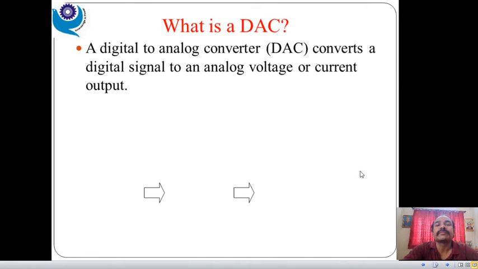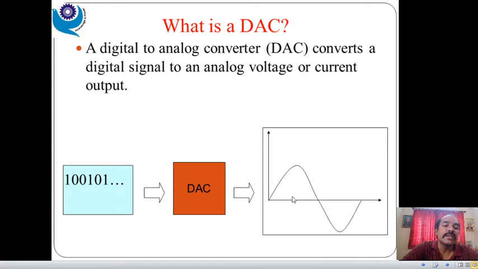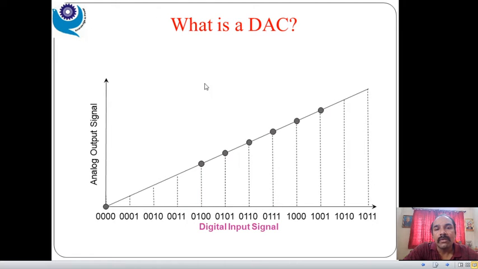We'll move on. What is a DAC? A digital to analog converter converts a digital signal to an analog voltage or current output. So this is a digital pattern, that is in 1 0 0 format. And here is the block, that is a DAC, which converts this digital pattern into an analog signal in this pattern.